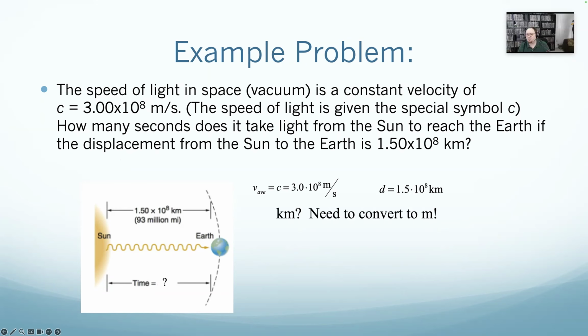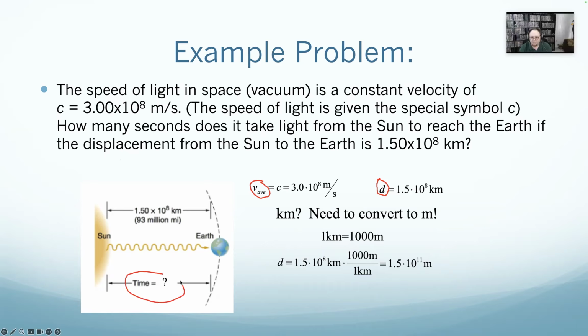Well, I would need to know the conversion. And once again, I will always give you the conversions as needed, but this one, I'm just going to give it to you now. 1 kilometer is 1,000 meters. And so that displacement, doing a unit conversion, I'll multiply by a ratio to cancel out kilometers to get meters, is 1.5 times 10 to the 11th meters. And so what I know is I know V, I know D, and I ask how long, how many seconds.